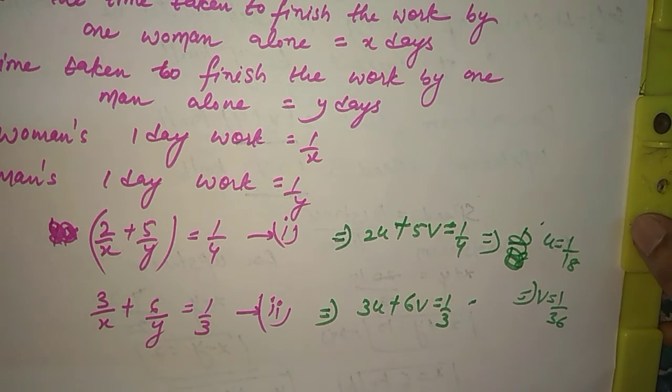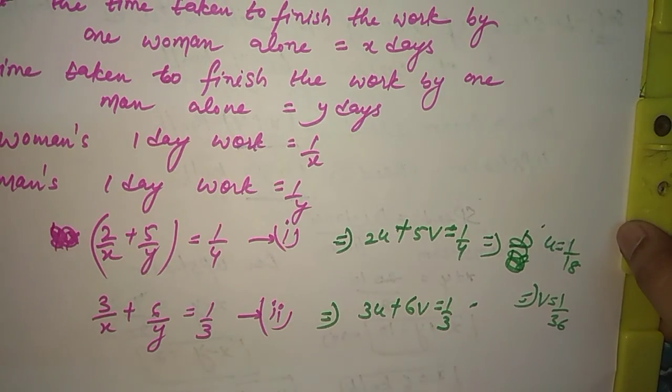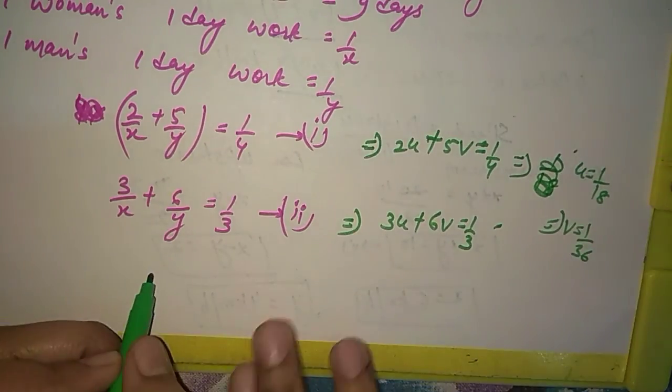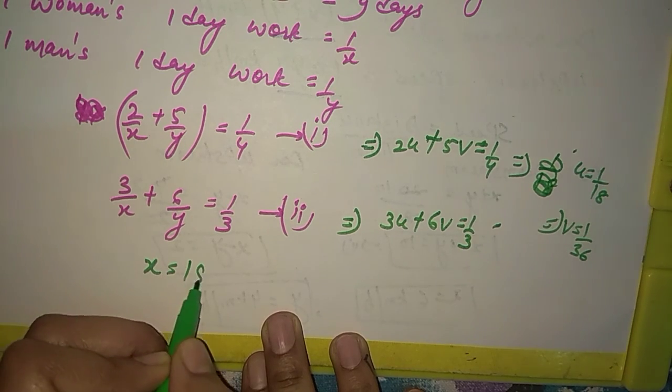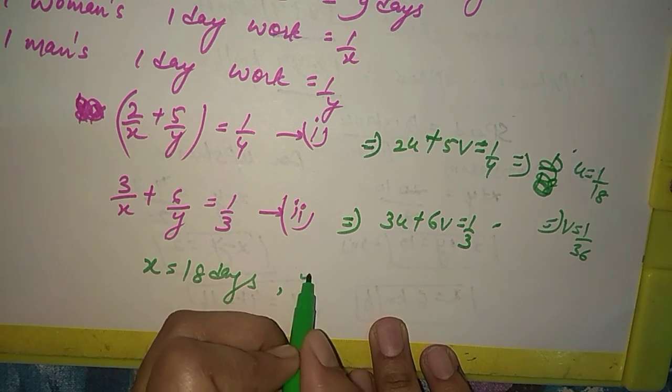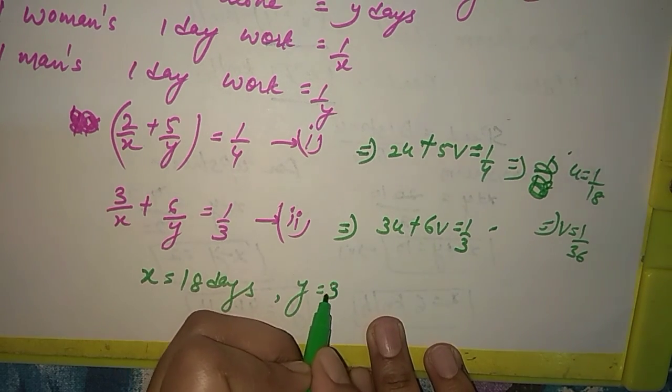Clear? So on reusing them, we can again find X and Y. So at last we have X is equals to 18 days and Y is equals to 36 days. You can solve it.